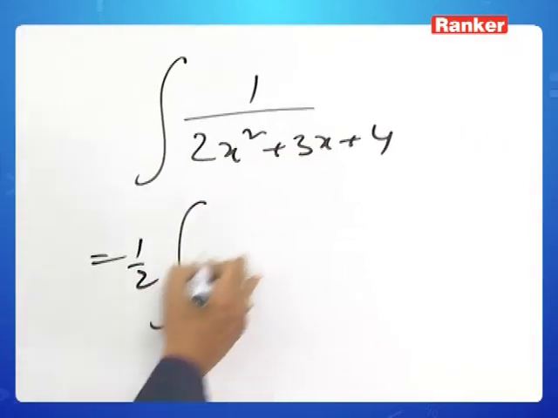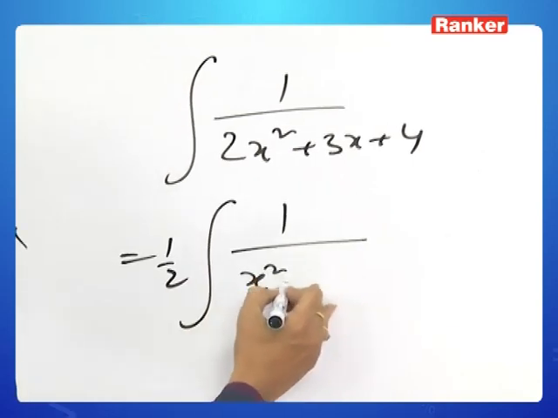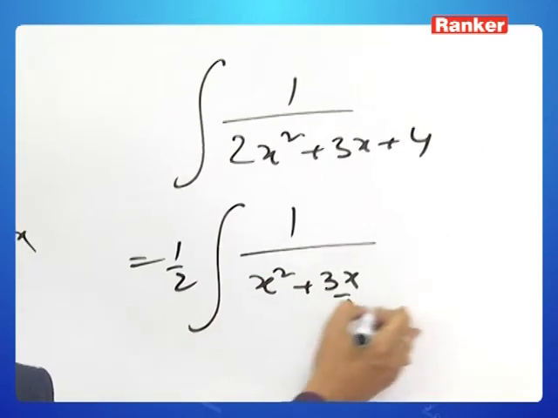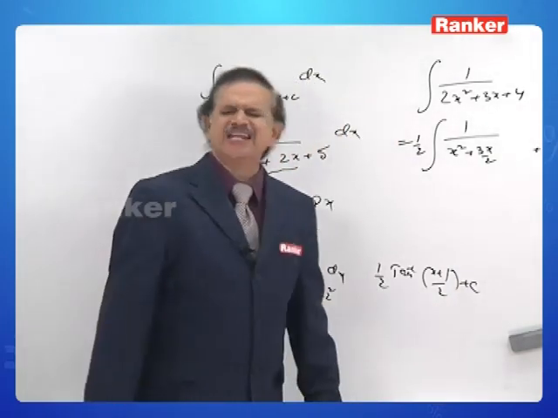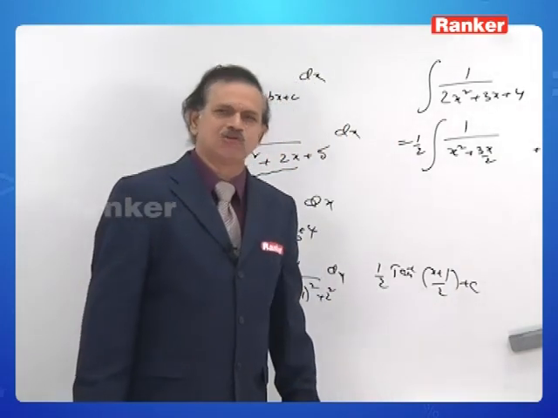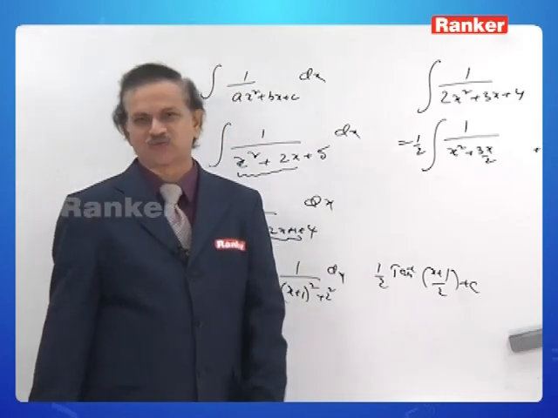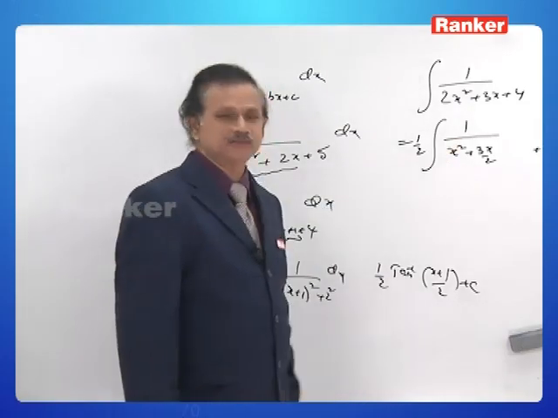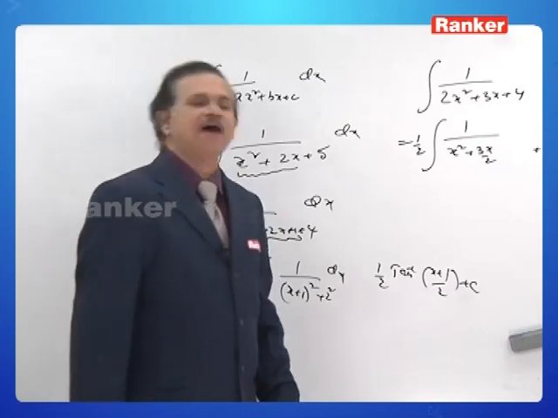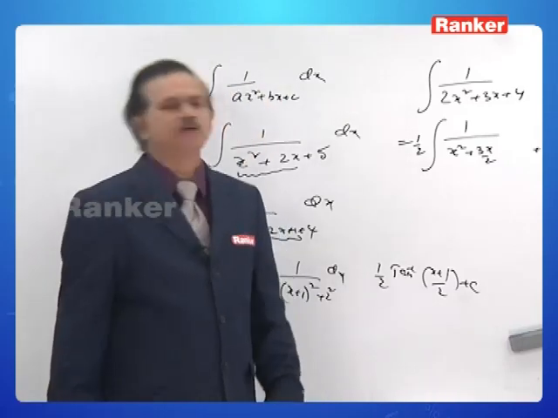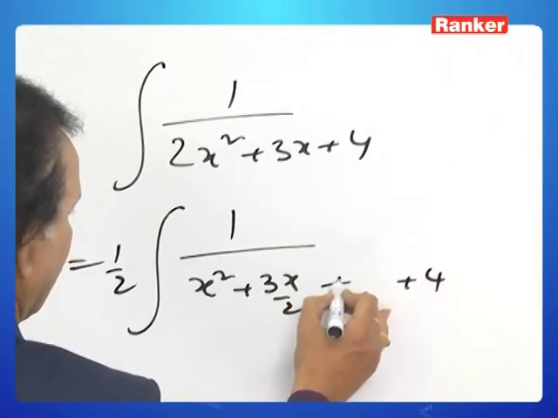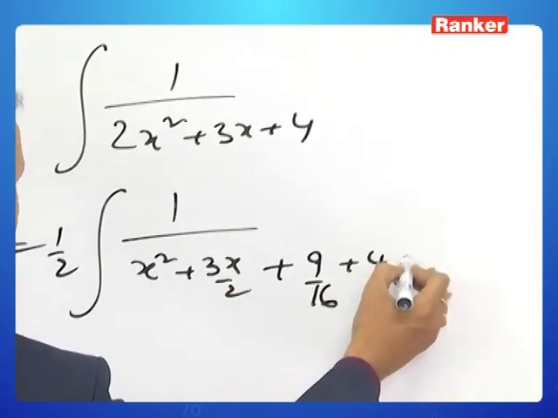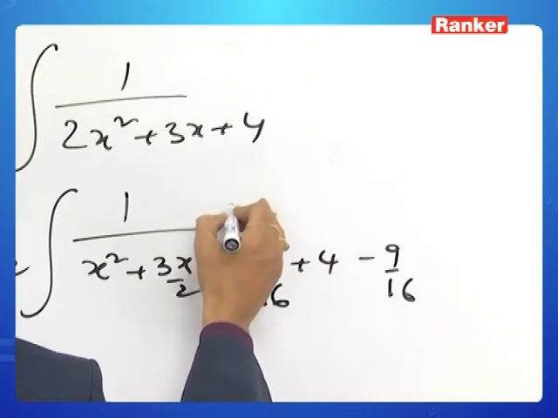1 by 2 into 1 by x square plus 3x by 2 plus 4. At any cost, I want to observe that as a perfect square. What is the coefficient of x? 3 by 2. Half of it, 3 by 4. Square of it, 9 by 16. So, plus 9 by 16 minus 9 by 16. You just add.